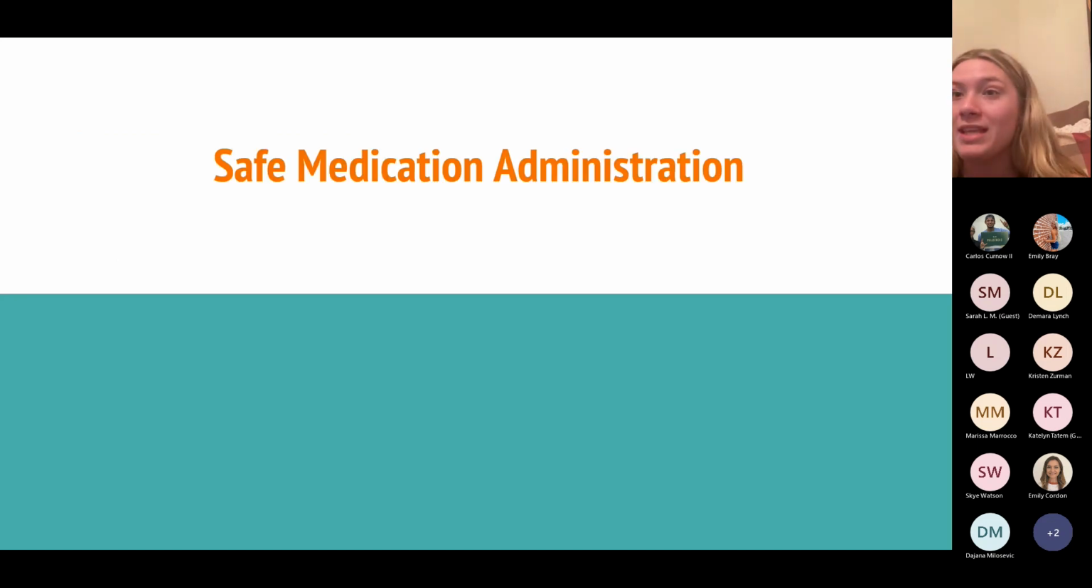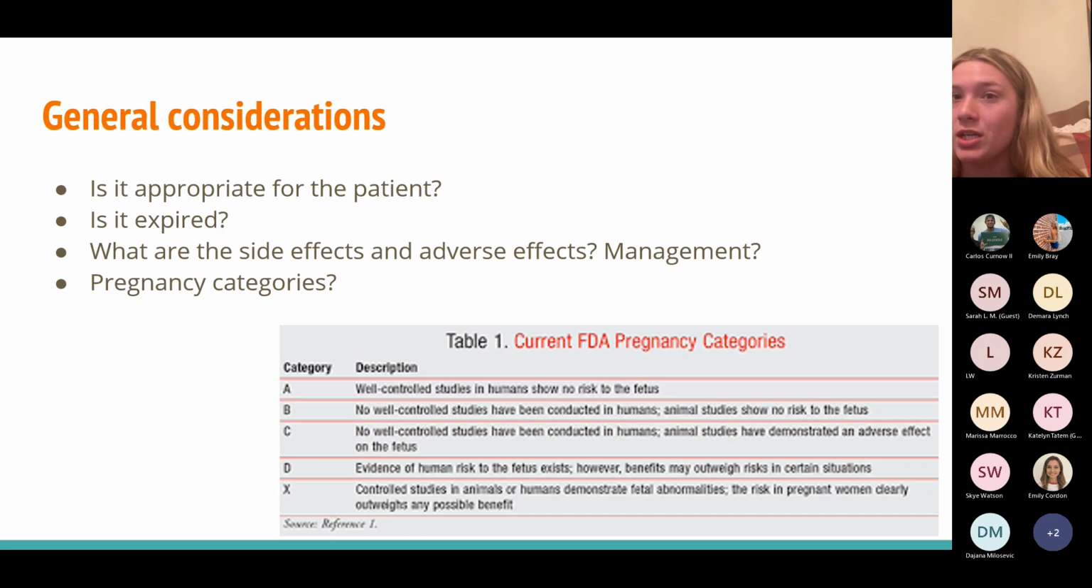So let's talk about safe medication administration. Things to keep in mind when you are preparing to give a patient any medication, and I encourage you all to be doing this in the clinical setting. You're usually assigned a patient. Look at your patient's med list. Always say why. Always ask yourself, why is this patient taking this medication? Well, if my patient has a history of high cholesterol, it makes sense that they're on an anti-hyperlipidemic.